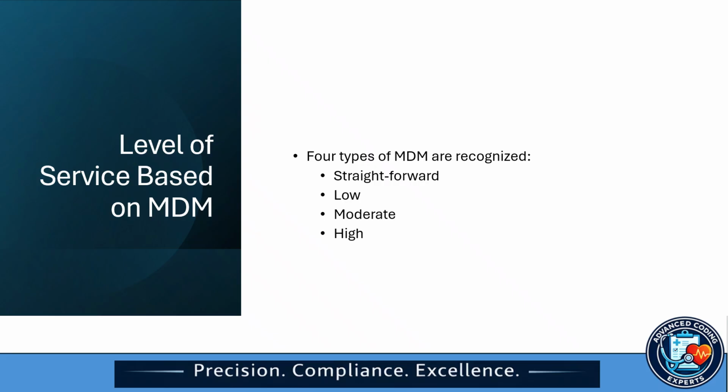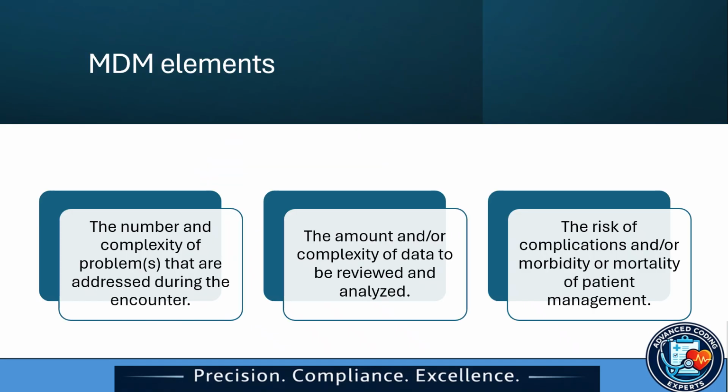When using MDM to determine the level of service, there are 4 types of medical decision making: straightforward, low, moderate, and high. On the MDM table, you have 3 columns: the number and complexity of problem or problems that are addressed during the encounter, the amount and/or complexity of data to be reviewed and analyzed, and the risk of complications and/or morbidity or mortality of patient management.